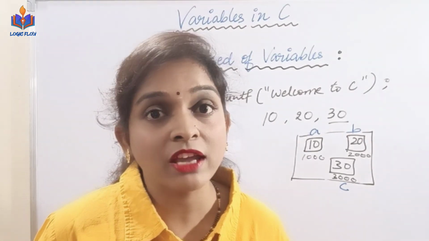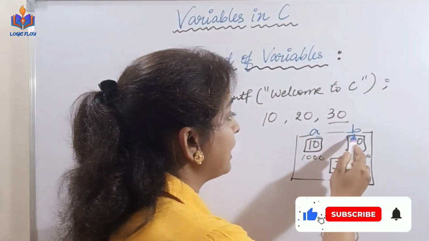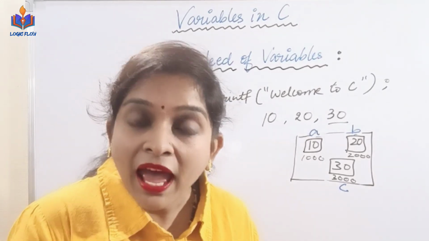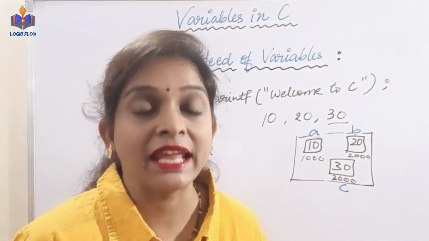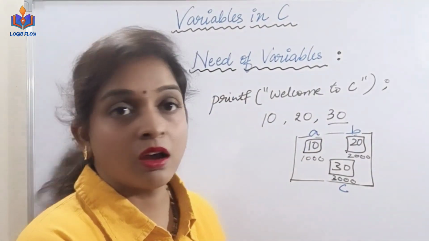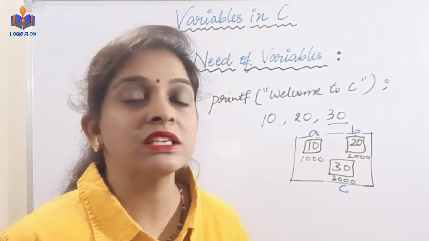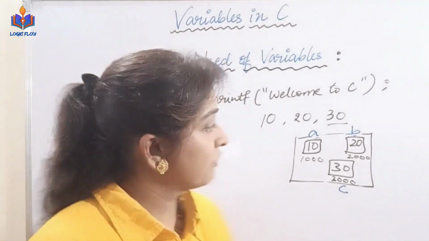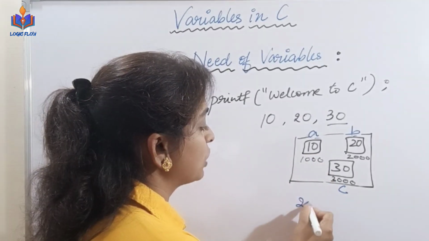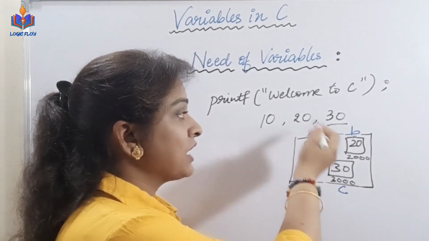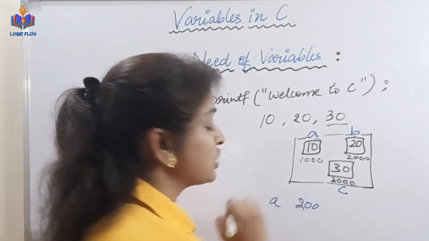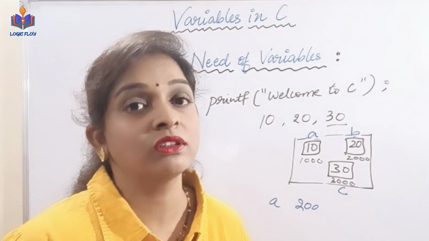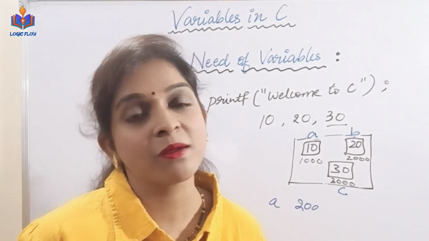So why do we require variables? We require variables to store these data inside the memory and access those data through those names. These names are like variable names. A variable is nothing but a quantity, as we discussed in the previous video, which keeps on changing. When I want to change this value, say to 200, I can just access A and change it to 200. So we need variables to store the data inside the computer's memory.